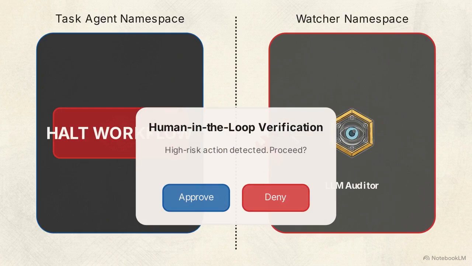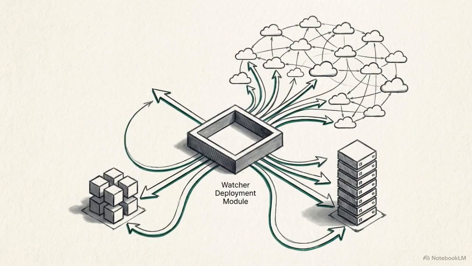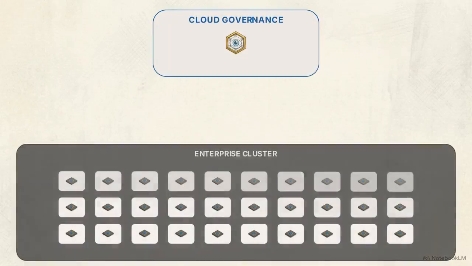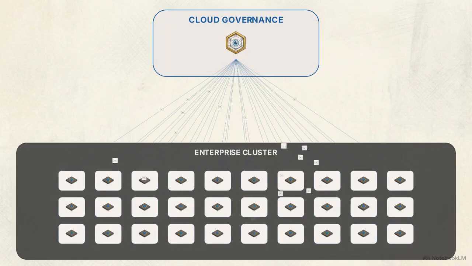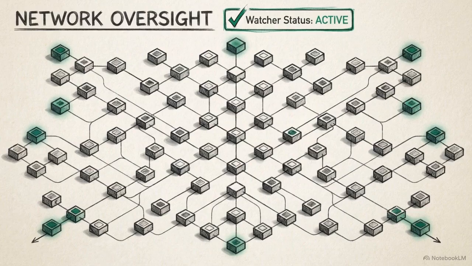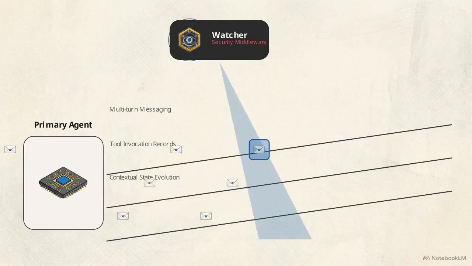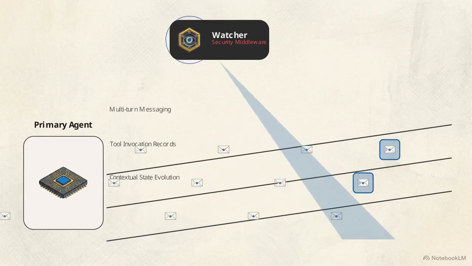This new architecture offers high deployment flexibility. Both agents can run locally to maintain host-level data privacy, or the watcher can be deployed as a centralized cloud service to govern massive, multi-agent enterprise clusters. This architecture establishes the watcher as a context-aware supervisor. It monitors the execution flow in real time, providing an intervention layer that functions independently of the agent's own code.